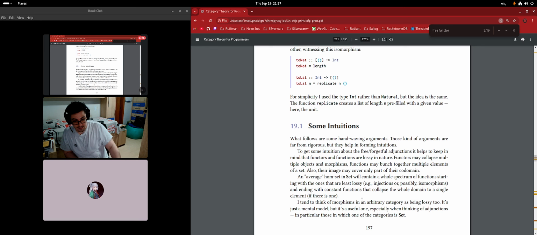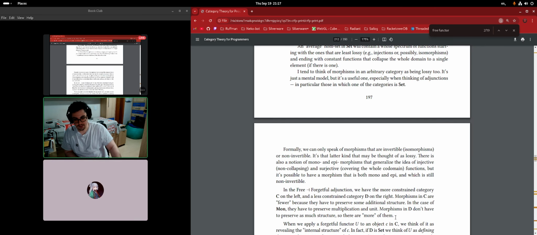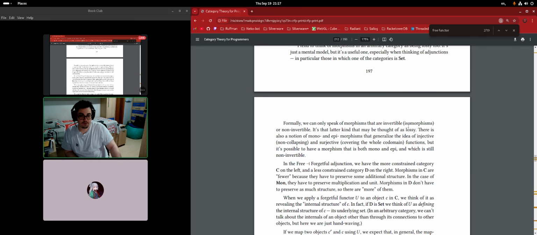I tend to think of morphisms in an arbitrary category as being lossy too. It's just a mental model, but it's a useful one, so that makes sense to me as well. We can only speak of morphisms that are invertible or non-invertible. It's that latter kind that may be thought of as lossy, right? Because if you are not losing anything, why can't you go back? That's kind of the intuition. Non-invertible ones, it makes intuitive sense to say that they are lossy.